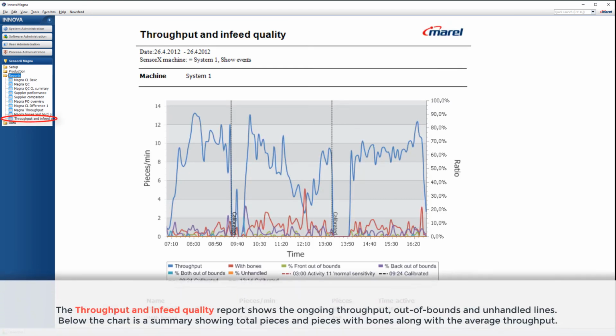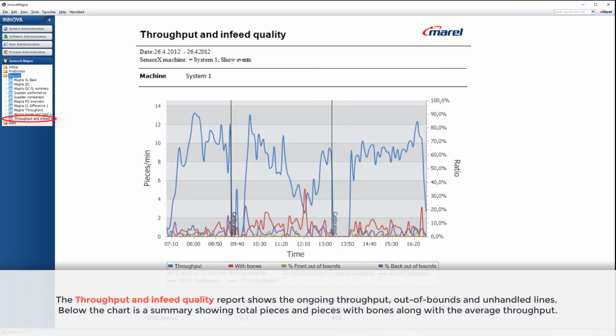The Throughput and In-Feed Quality report shows the ongoing throughput, out of bounds, and unhandled lines. Below the chart is a summary showing total pieces and pieces with bones along with the average throughput.